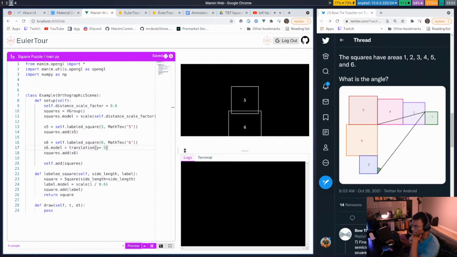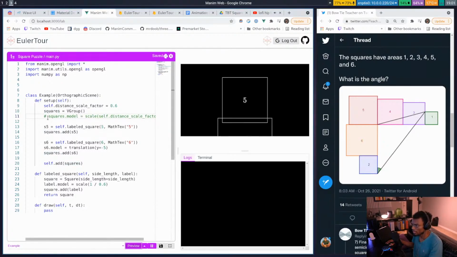Okay, why would that happen? Why would these not be aligned? That seems really strange to me. The entire squares group is scaled, but that shouldn't affect that. Let me see. So that only changed the size, which is what I expect.